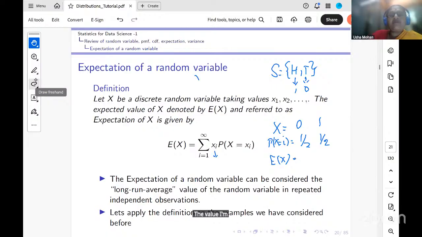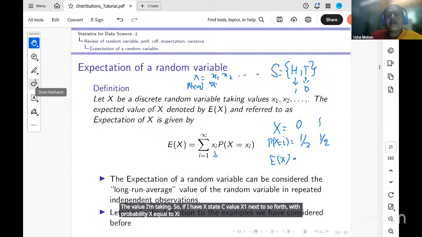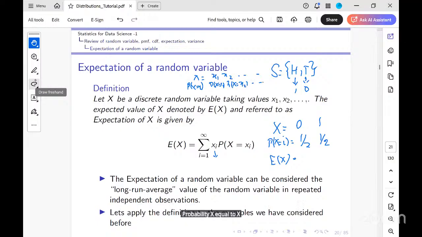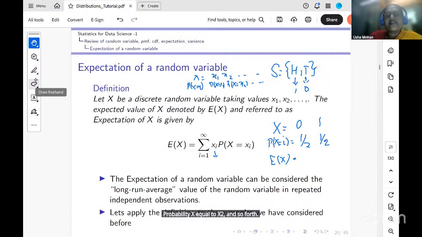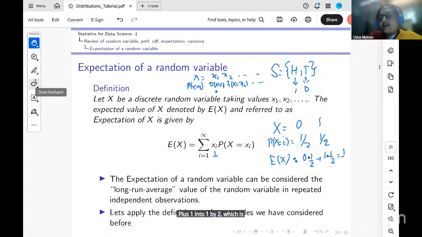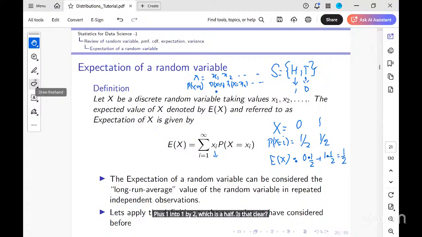So I can define the expectation of X like this. If X takes the values x1, x2, and so forth, with probability of X equal to x1, X equal to x2, and so forth, the expectation of X is the value multiplied by its probability. So what is the expectation of X here? It is 0 into 1 by 2 plus 1 into 1 by 2, which is a half. Is that clear? Yes, ma'am.